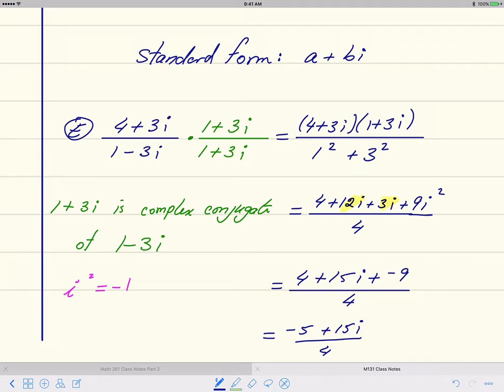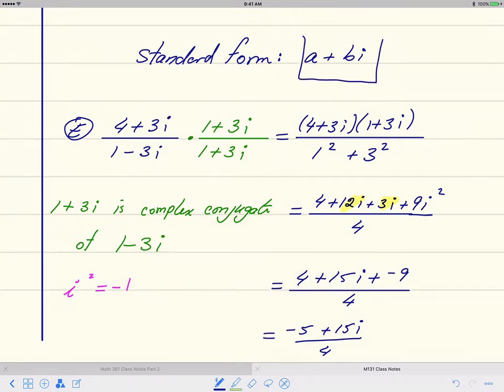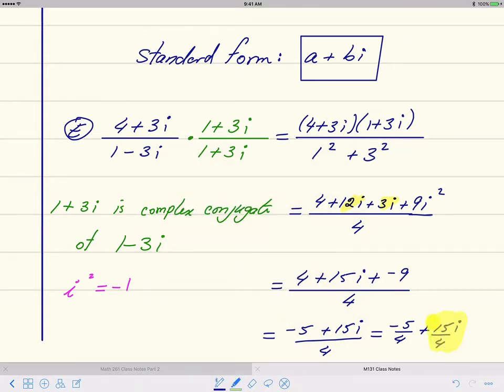And the last step is to write it in standard form, as we said above. So we're going to have to separate these into two fractions. The final answer should look like negative 5 over 4 plus 15 over 4 i. So this is the final answer.